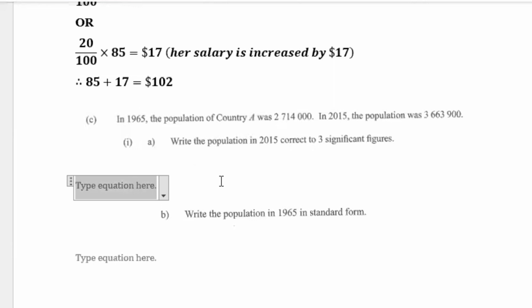Anybody? This is an easy topic. This is section 1, so this is where you're getting in the groove of the exam. This is the easy part that you should be collecting your marks from in section 1, proving that you have learned something over the past 2 years or over the past 1. So this is an easy topic, significant figures. You can utilize the chat. So what is the population in 2015 written to 3 significant figures?